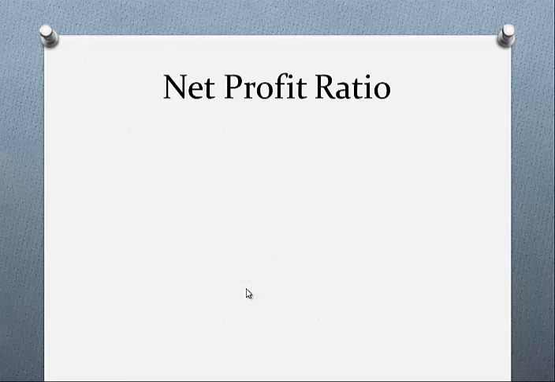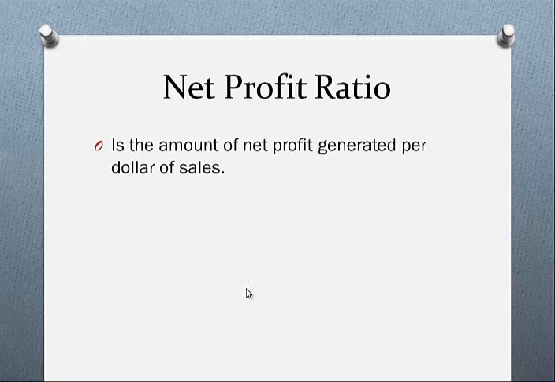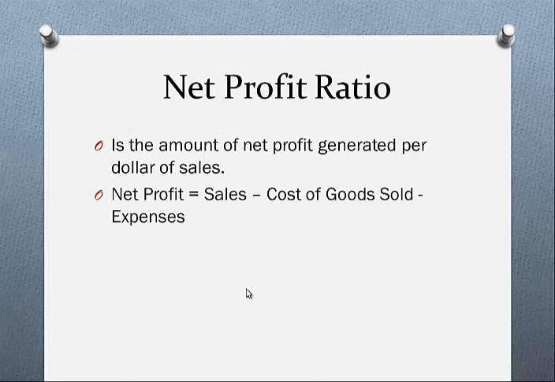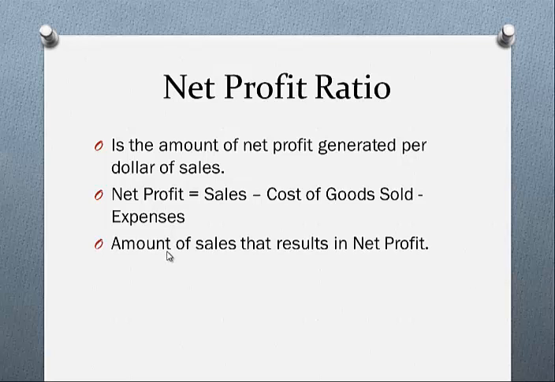Now let's look at the net profit ratio, very similar to the gross profit ratio. It's the amount of net profit generated per dollar of sales. Net profit is sales less cost of goods sold less all of your expenses. So it's the amount of sales that results in net profit.